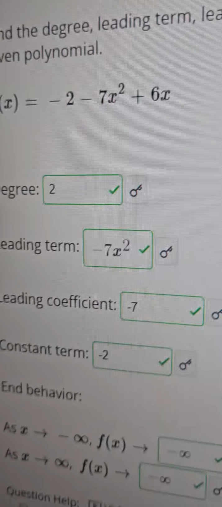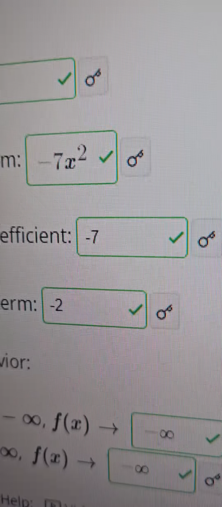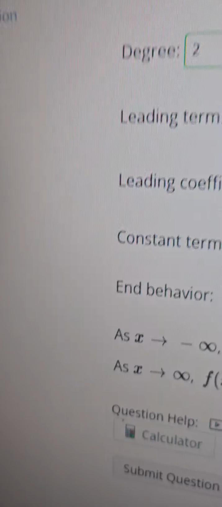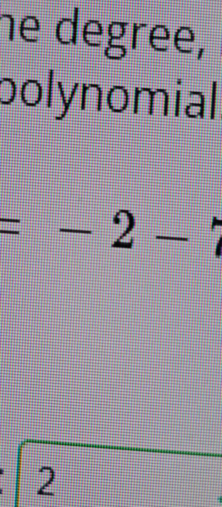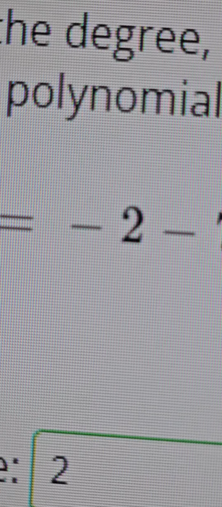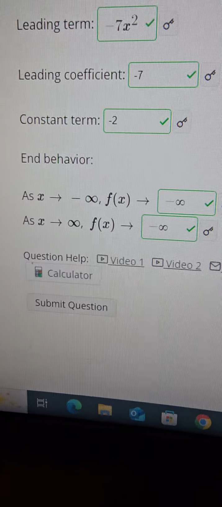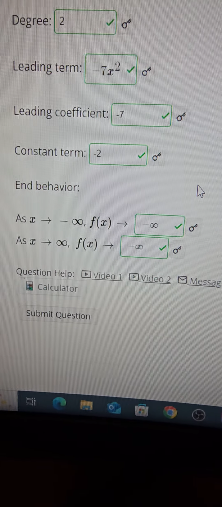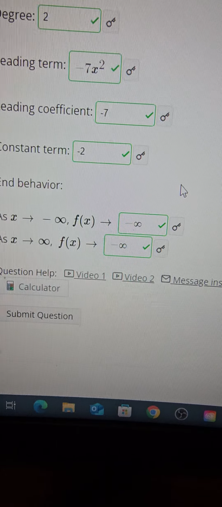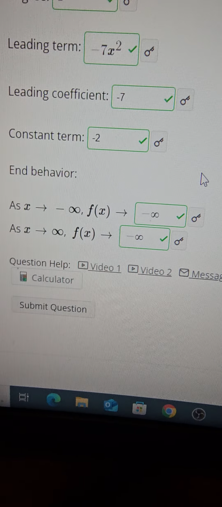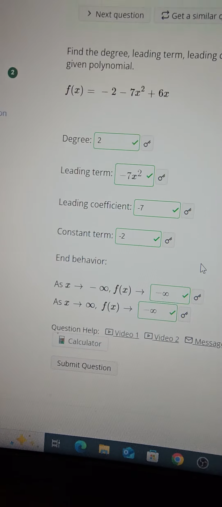Leading coefficient is just the number in front of x in the leading term, so negative 7. Then constant term is negative 2. The constant is this right here, just the number that's on its own that doesn't have x. So yeah, that's the constant term. And behavior, as x gets closer to negative, y gets closer to negative as well. That's because it's a negative.